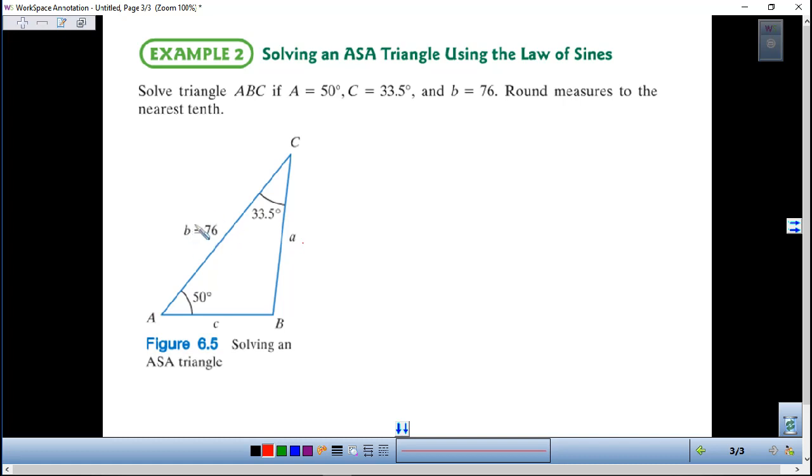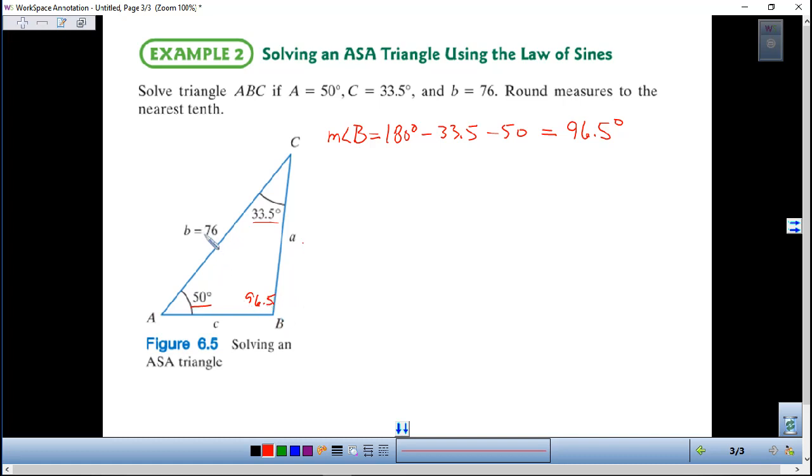And we know what side B is, but we don't know what angle B is, but we can solve it. Because we have 50 degrees here and 35.5 degrees here, if we subtract those two angles from 180, we're going to find out what angle B is. So the measure of angle B equals 180 minus 35.5 minus 50. So that's going to be 85.5, and that's going to end up with 96.5. So we know that this angle is 96.5.